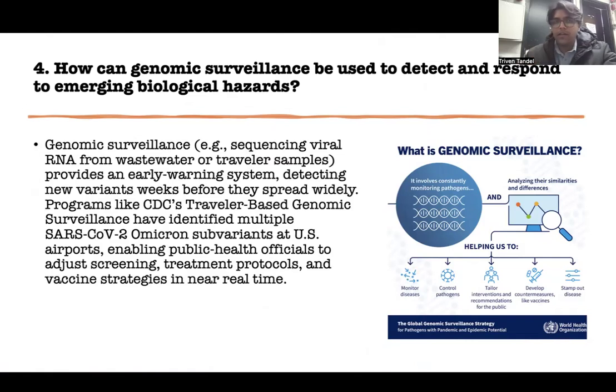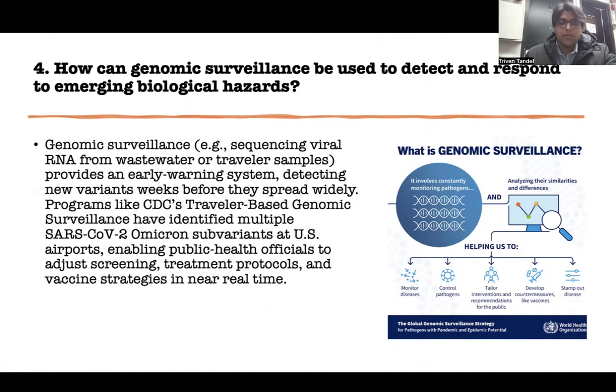Our fourth question is: how can genomic surveillance be used to detect and respond to emerging biological hazards? Genomic surveillance is a system to detect the RNA and DNA of biological hazards. It can provide an early warning system and detect new variants before they spread widely. A program like the CDC Traveler, based on genomic surveillance, identified multiple SARS-CoV-2 Omicron subvariants in the US before COVID spread widely and caused the pandemic all over the world, which was a disaster.